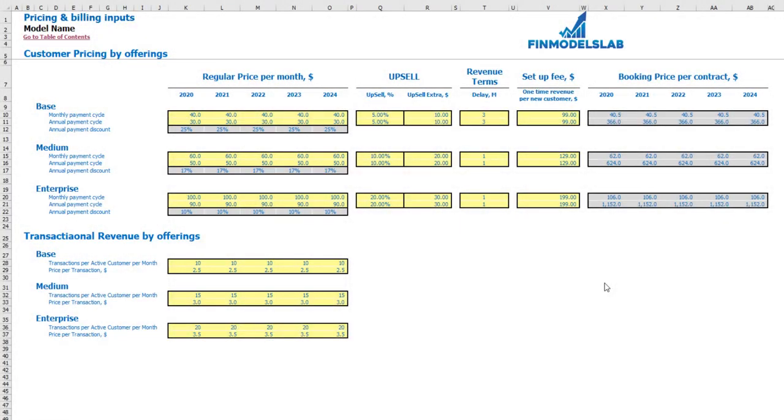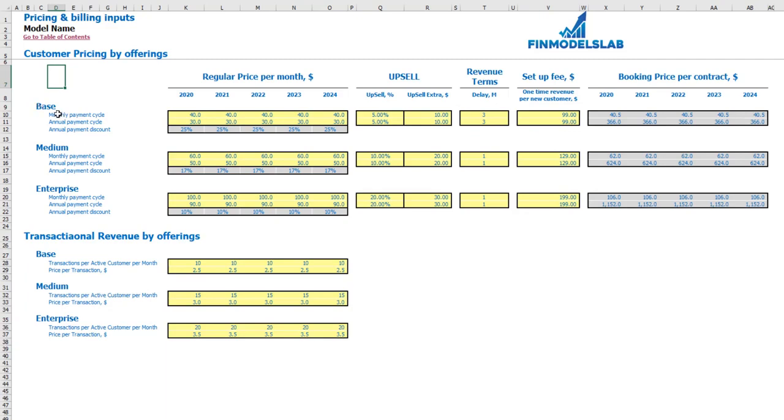On the Inputs tab, you may input your main pricing and billing inputs to drive your revenue. To show you how it works, first of all you have regular price per month, which is broken down by 3 main revenue streams. By default this is base, medium and enterprise. The names you can easily change on the dashboard.